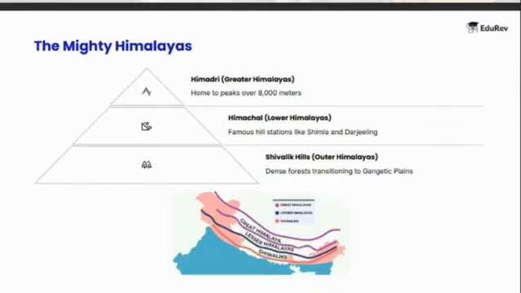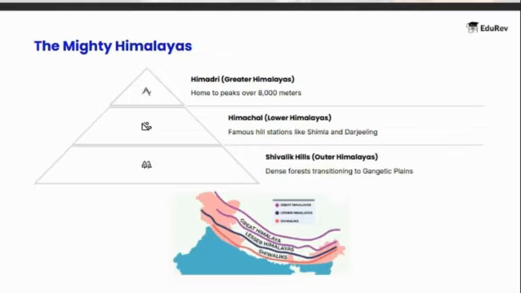Let's study a bit about the Himalayas, the mighty Himalayas. The length of the Himalayan range is around 2,500 km. Some of its peaks are over 8,000 meters and are called 8,000ers. In the summer, the snow melts and floods rivers like Ganga, Indus and Brahmaputra. So, we have three mountain ranges in the Himalayas: first Himadri, second Himachal and then the Shivalik range.